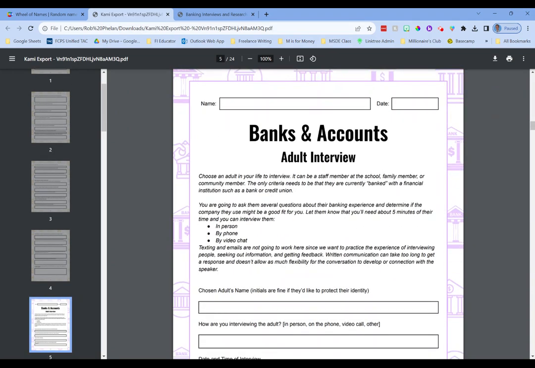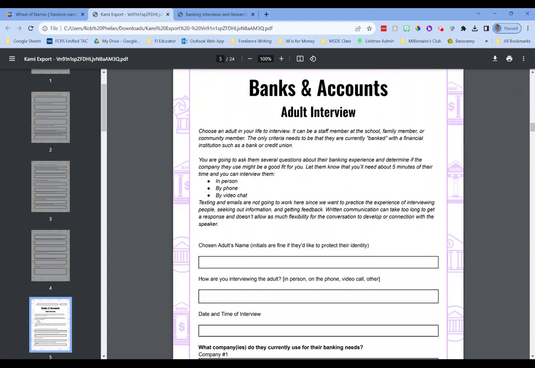The next one is an adult interview. This is where they interview an adult in their lives. It could be a staff member in your building, a parent, grandparent, neighbor, anyone who is a trusted adult. I say trusted because the adult has to feel comfortable sharing a little bit about their banking information, like what bank they use, what type of accounts they have, their experience, and so on. That usually goes better if the student already knows the adult in some capacity.